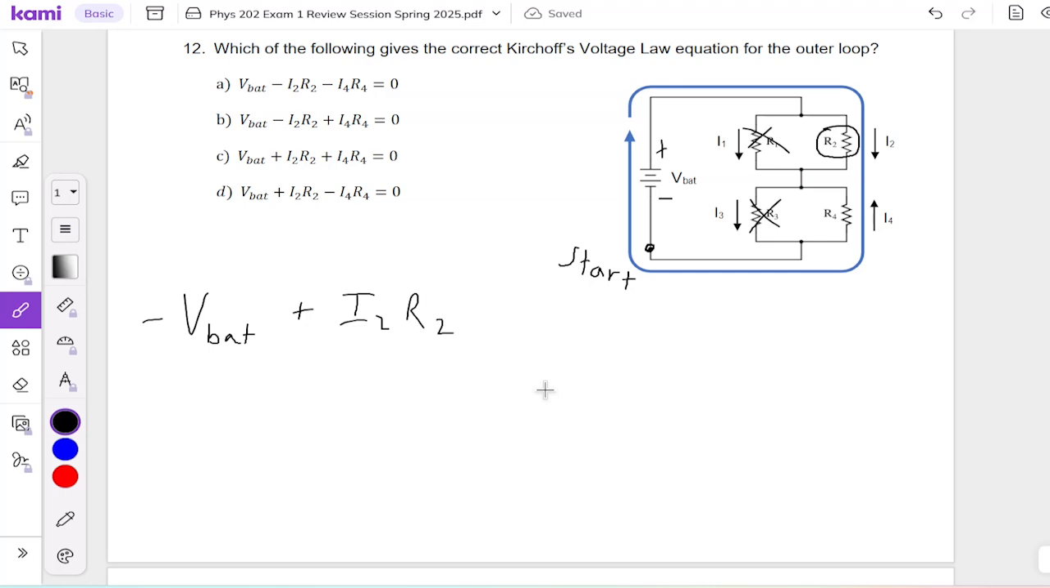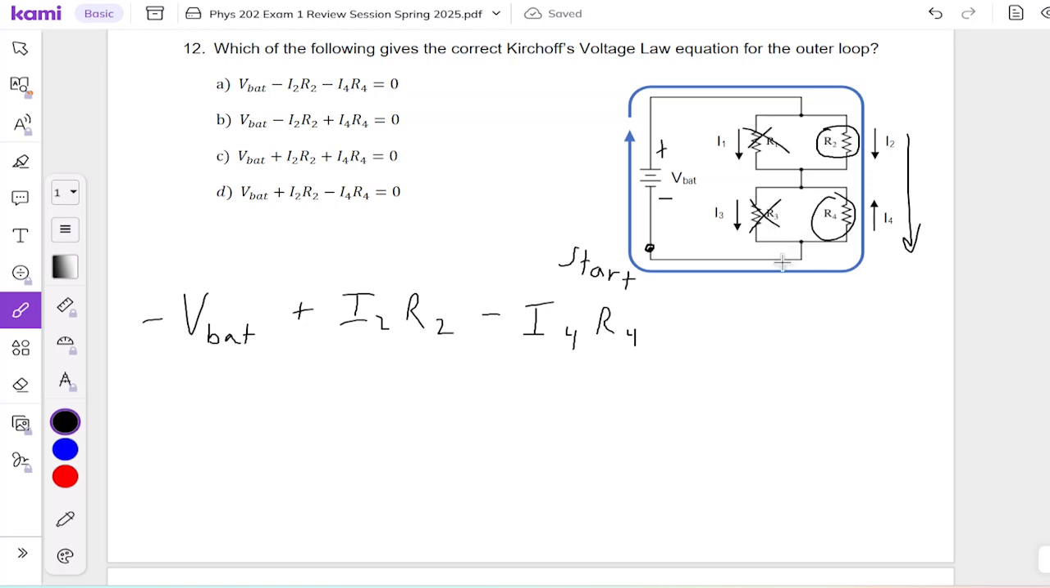Now I get to do my favorite thing, which is immediately contradict myself. The next thing we hit is R4, and R4, of course, is minus. How come? Because the current's pointing the wrong way. See how the loop is supposed to be going that way, but I4 is going the wrong way? If you ever have a current going the wrong way, it's negative. So at least that makes sense.